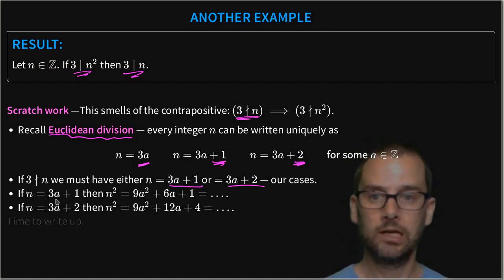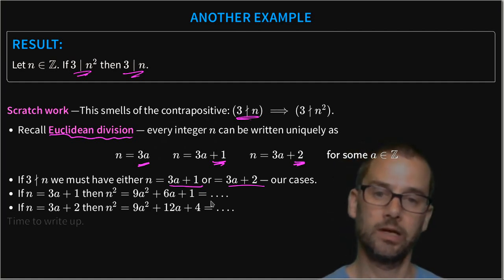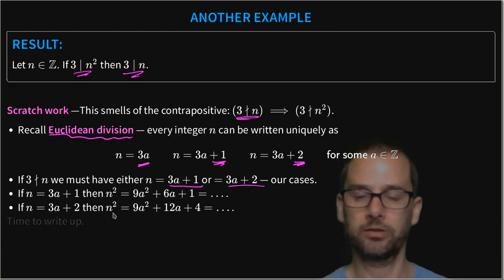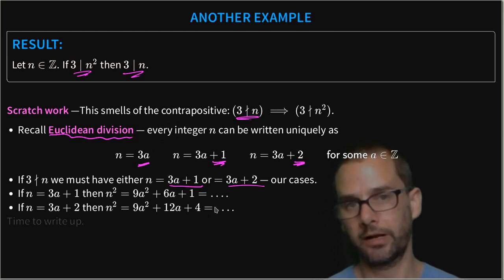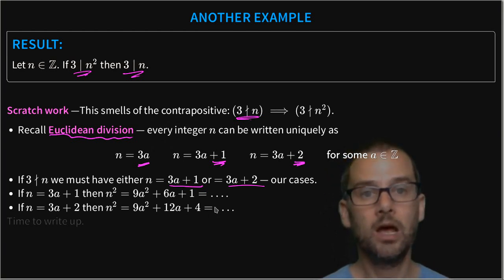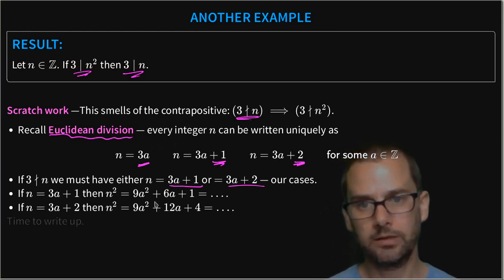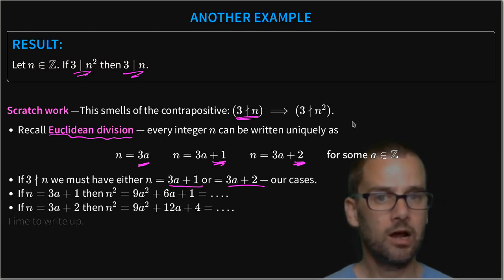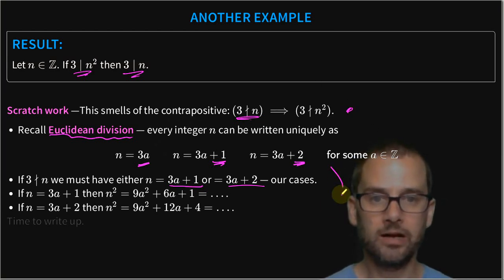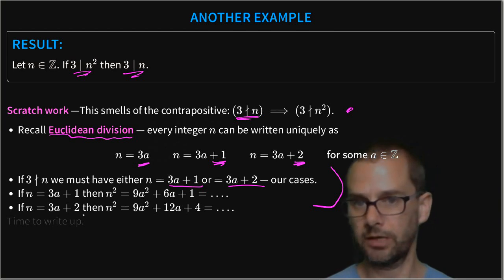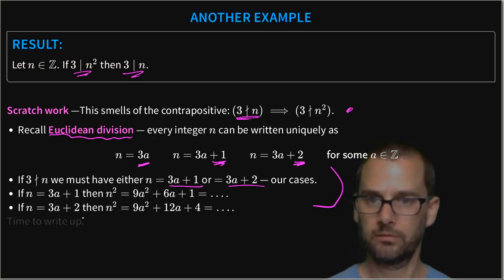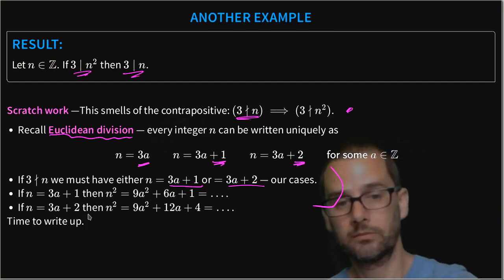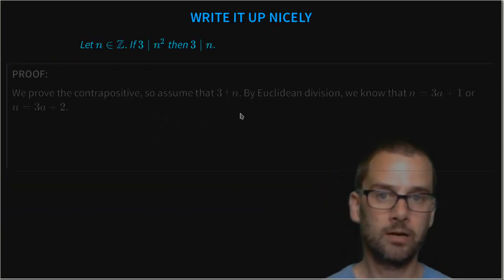Case 1, if n is 3a plus 1, then n squared is blah. If n is 3a plus 2, then n squared is blah. And these are now standard direct proofs like the ones we started off doing. And so this is much, much easier once we break it down into cases. So here we're putting a few things together. I've taken the contrapositive and then I've broken it up into cases. Okay, so now it's just time to write things up nicely.